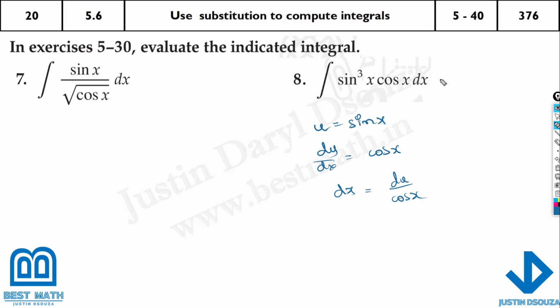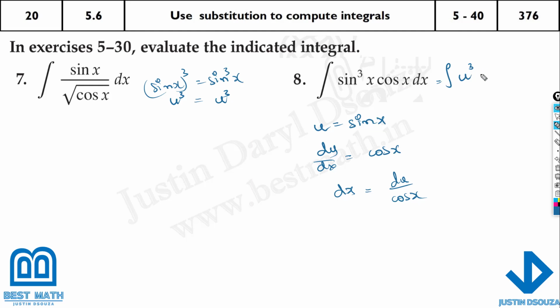Now let's substitute back over here everything. Integral. Instead of sine, I'll write u to the power 3 because it's sine power 3, right? It's basically a whole power 3 itself. So sine x, the whole power 3 is equal to sine to the power 3x. It's the same thing. So I've assumed sine to be u, so it'll be u power 3.